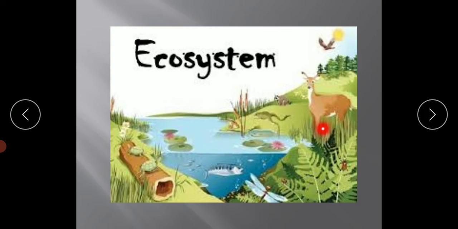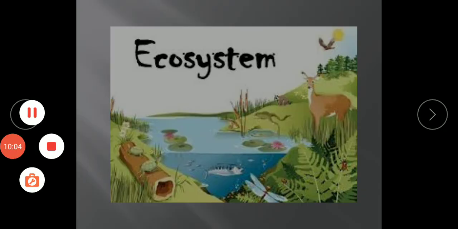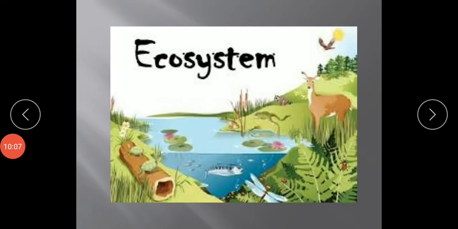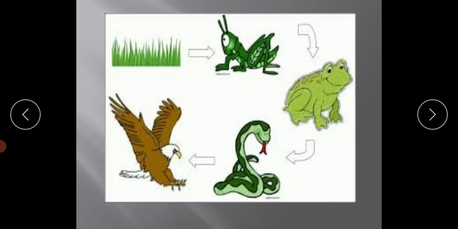So living things depend not only on each other for their food and other requirements, but also on non-living things for their life. Such a connection between living things and non-living things is called an ecosystem. In an ecosystem, all the living things are connected with each other by their food.